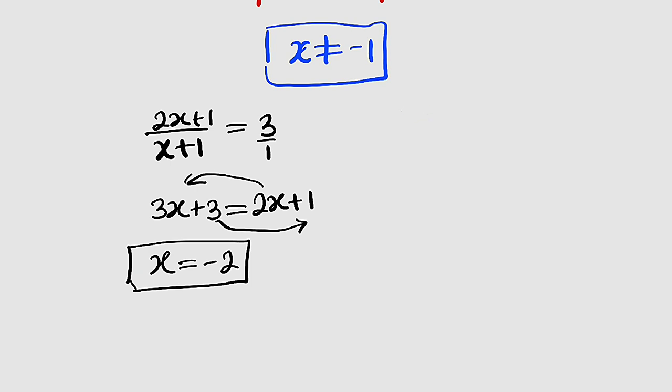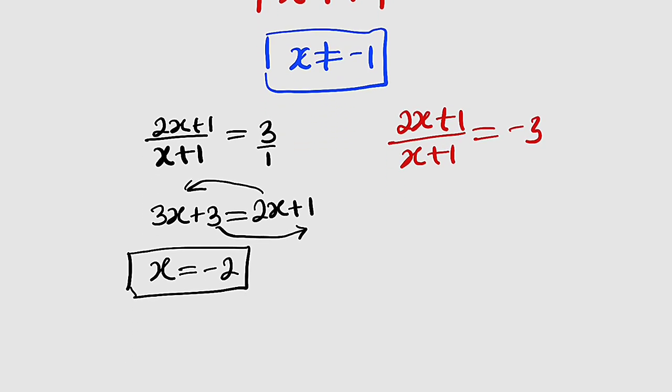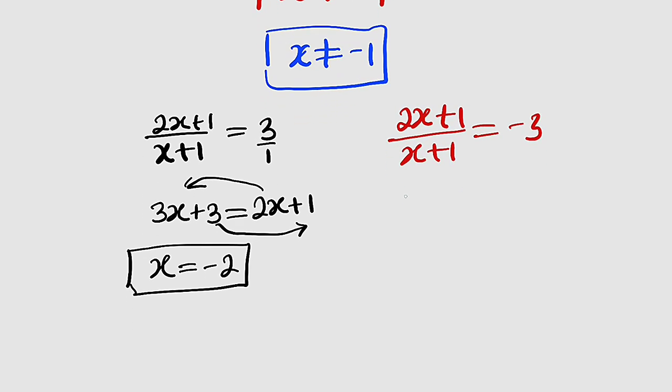Now remember, we're going to set the same input, (2x plus 1) divided by (x plus 1), to be negative 3. Why do we choose negative 3 and positive 3? Irrespective of the sign, whether negative or positive, the absolute value will always transform it to positive. So we are considering either negative 3 or positive 3. So let's solve.